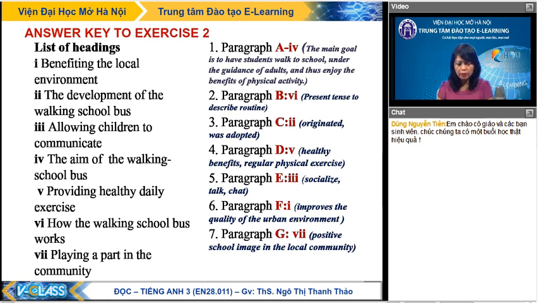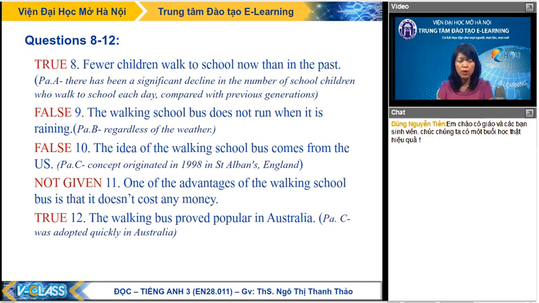Okay, so come on with number 7 here. Paragraph G. The answer here is 7. Playing a part in the community. So why do I choose it? Because I can base on some of the key points here: the positive school image in the local community. Alright, this one is evident to choose that number 7 is the best heading for paragraph G. Is that clear to everyone? Yes, that's very good. Now come on with the questions from 8 to 12.